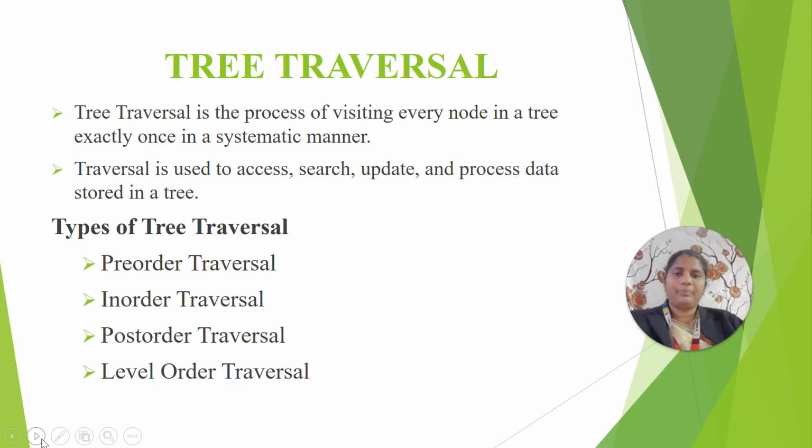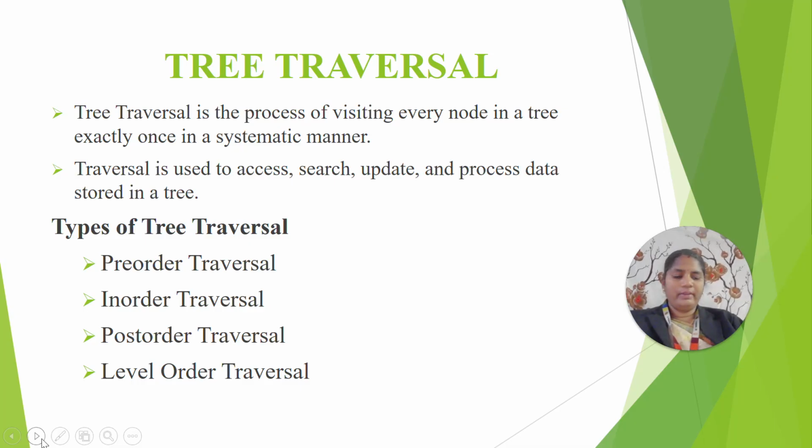Tree traversal is the process of visiting every node in a tree exactly once in a systematic manner. The systematic manner is the path in which it has to go. Traversal is used to access, search, update, and process the data stored in the tree. So we are going to traverse all the nodes of the tree exactly once. We have different types of tree traversal: pre-order, in-order, post-order, and the last one is level order.